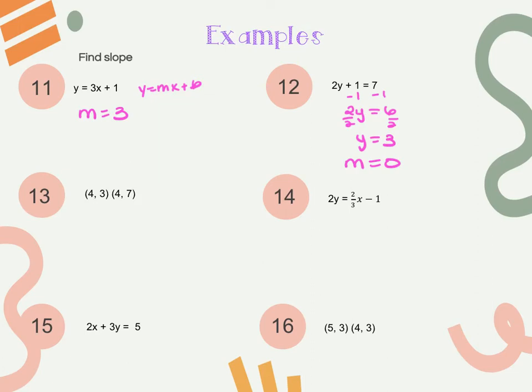So why would you subtract 5 from 1? Because you got to get y on the side by itself. Okay. Yeah.